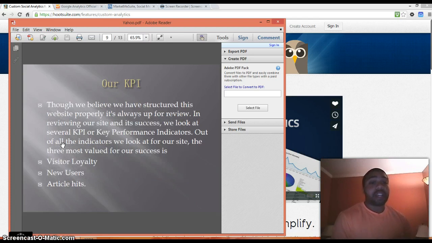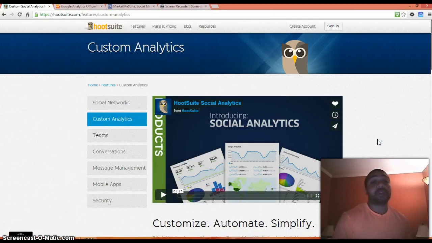The way we structured our site, our key performance indicators are loyalty, new users, and article hits. Now, a great way to figure out and find what users are coming to our sites are through social media dashboards. Visitor loyalty is great, and we can find that out by using a site like Hootsuite. This is a great site because it allows us to use certain platforms. It puts up our site as well as our social media accounts on the same page. And we're able to see what people are saying about our site, what people are saying about what we're doing.